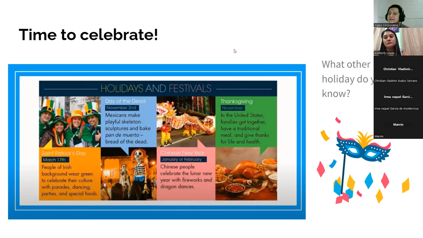It says here, in the United States, families get together, have a traditional meal, and give thanks for life and health. So what other holiday do you know? What other holiday? ¿Qué otro día festivo conocen? Holiday es un día festivo, ¿verdad? Holiday. Father's Day. Which one do you celebrate more? Mother's Day or Father's Day?